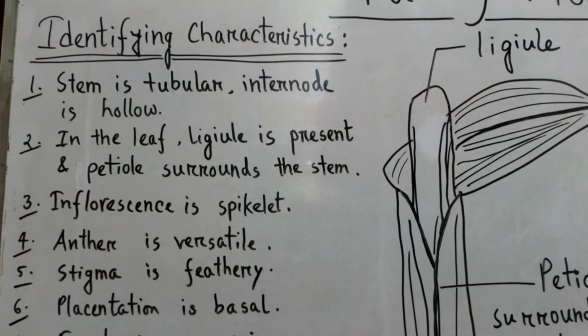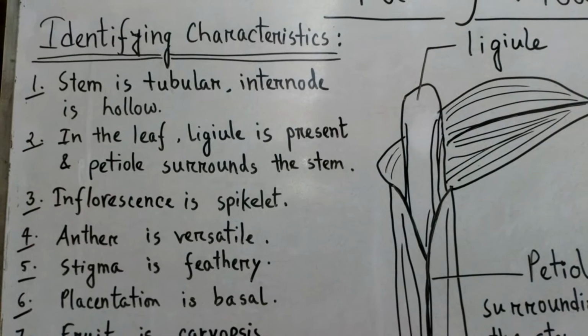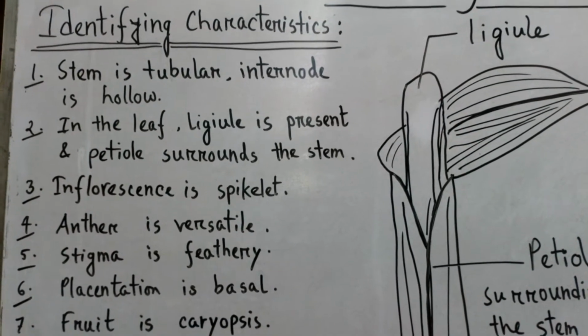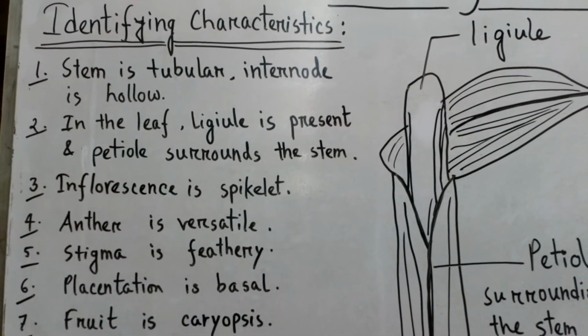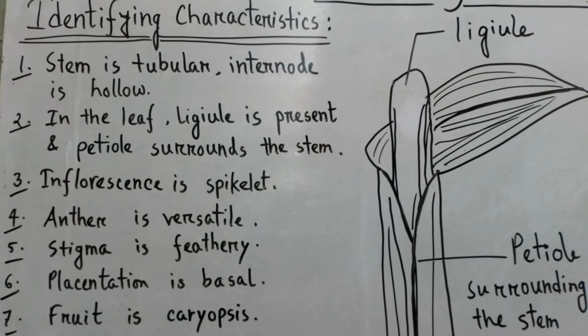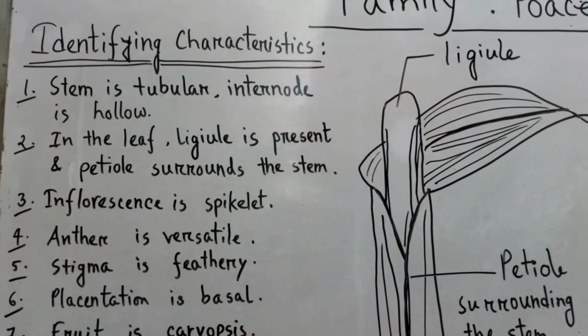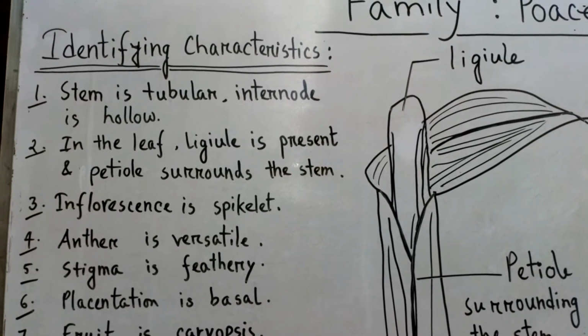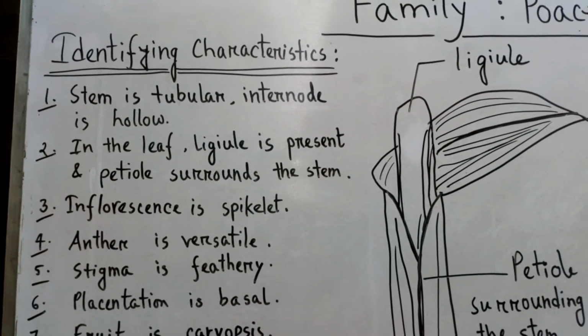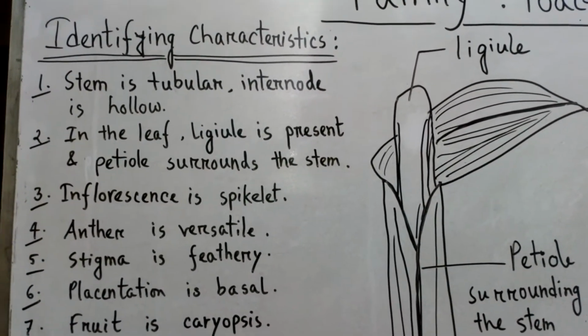Look at the first characteristic. The stem is tubular and the internode is hollow. Do you remember we discussed the fistular stem in the previous lecture? Fistular stem is one of the identifying characteristics of the Poaceae family, where the internode is hollow.